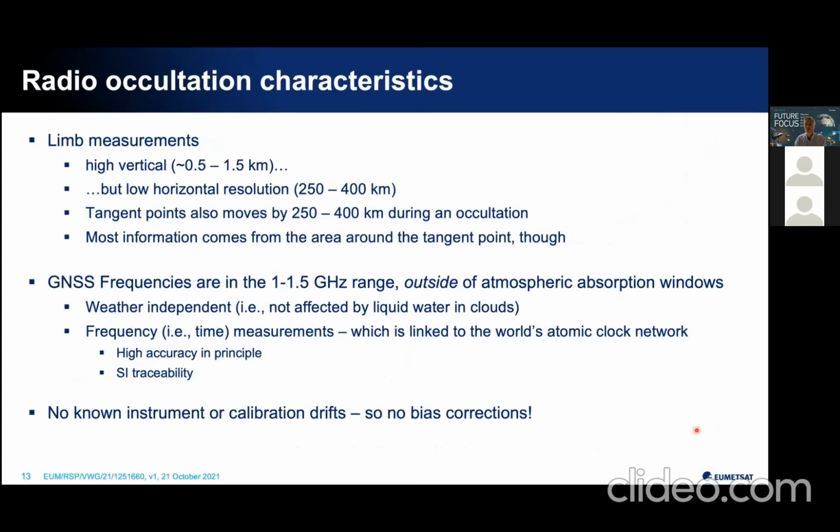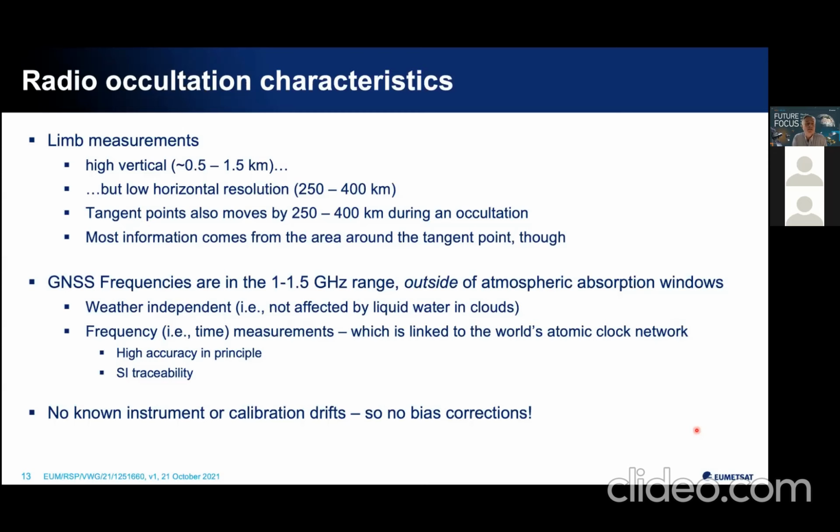On the other hand, because we are going horizontally through the atmosphere, the information comes from a region which is probably in the order of 250 to 300 or maybe 400 kilometers. And because the satellites are moving, the tangential point, while sinking down or rising up in case of rising occultations, is also moving by about the same amount. So we are looking into a vertically very high resolved measurement, but which horizontally has a much lower resolution than you are used to from nadir sounding, for example. Of course, most information comes from the area around the tangent point, but it's definitely not a point measurement. On the other hand, we have a very high vertical resolution.